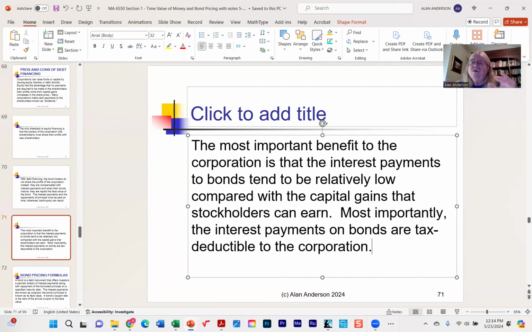In fact, many corporations, after they've issued stock for the first time through an IPO or initial public offering, never issue any new shares ever again. That's it. They're done. One time only. From then on, it's all debt. Okay, it does happen.